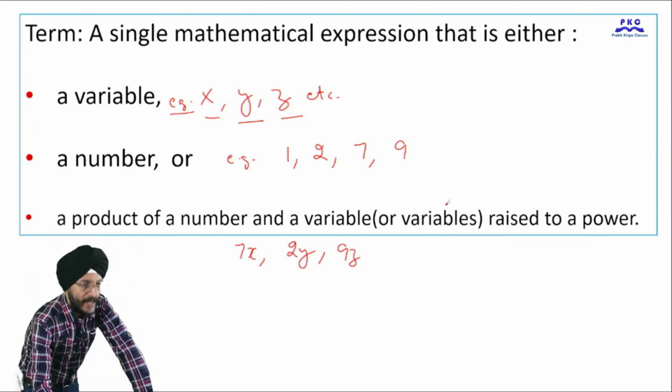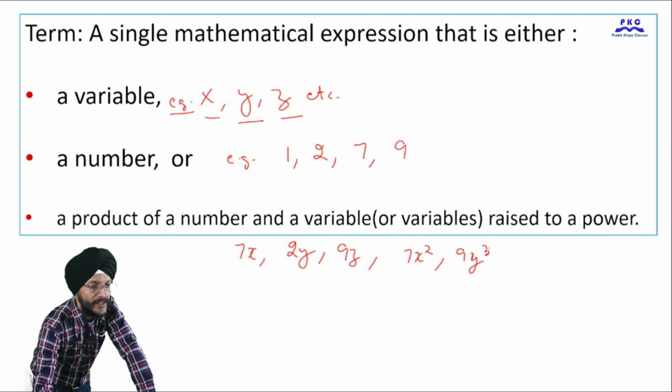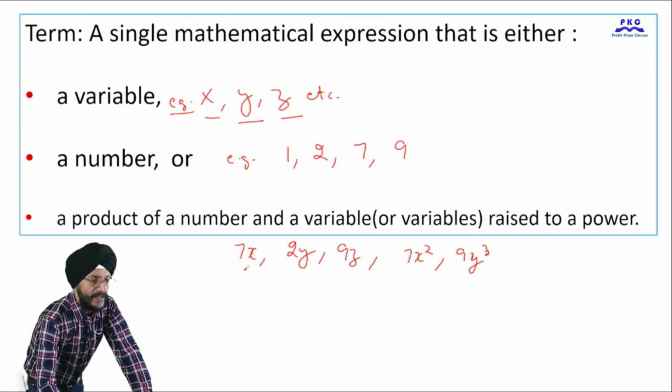Next, it can also be raised to a power. That is, examples of a term can be 7x raised to the power 2, 9y raised to the power 3. These are all examples of terms.